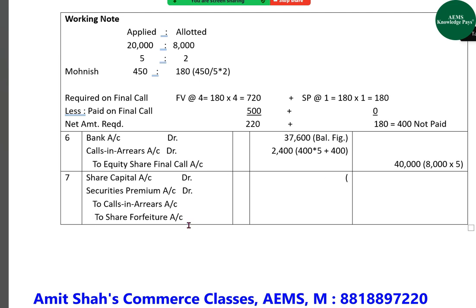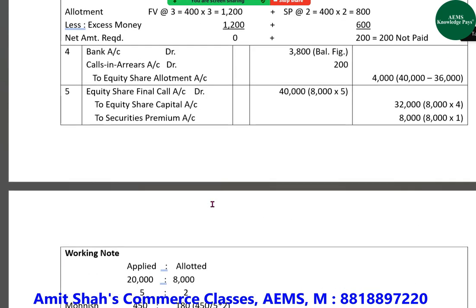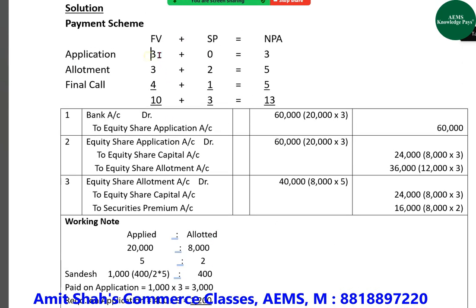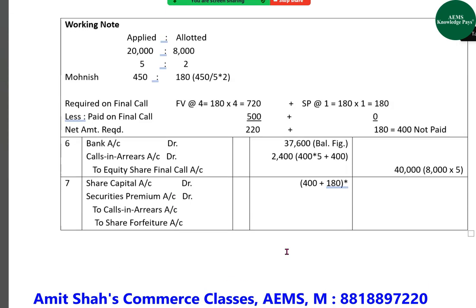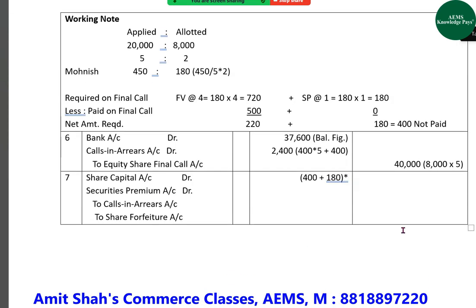How many shares we are forfeiting: of Sandesh it is 400 and of Monish it is 180. And after which call are we doing this? After final call. So till final call, the total face value is rupees 10, which means share capital account has already been created with rupees 10. So now it would be debited with rupees 10 for the defaulting shares. So this is 580 into 10, that is 5,800.